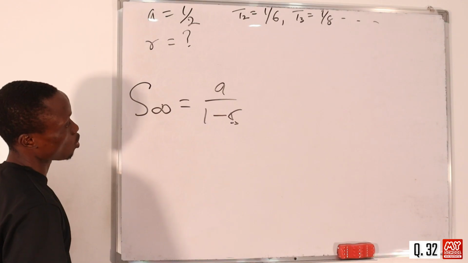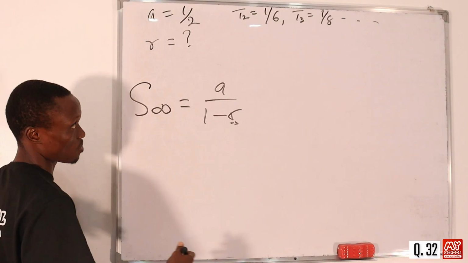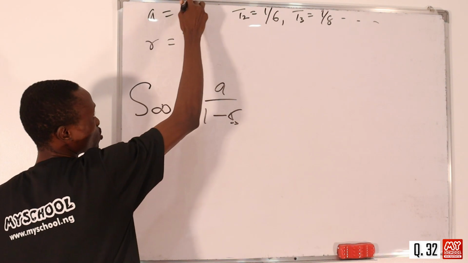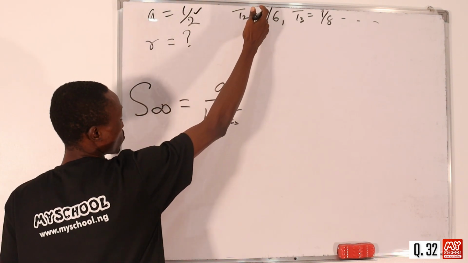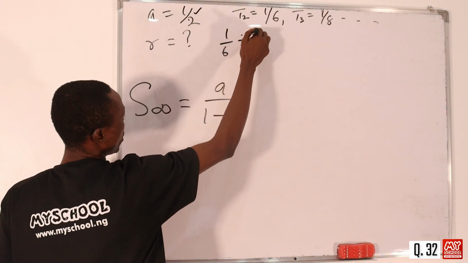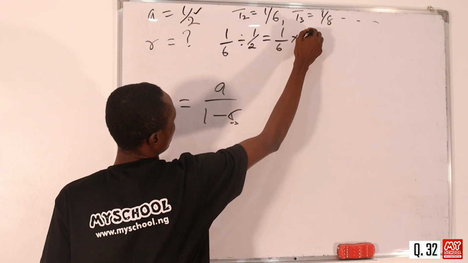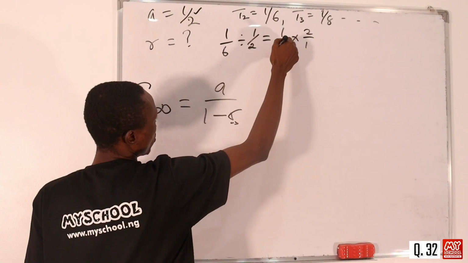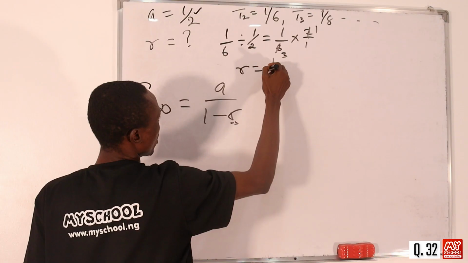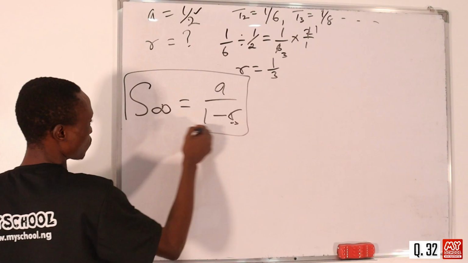So for us to get our common ratio, it's just for us to divide the second term by the first term, or divide the third term by the second term. So remember, our first term is 1 over 2, while the second term is 1 over 6. So if we divide, we'll be having 1 over 6 divided by 1 over 2, which is 1 over 6 times 2 over 1. Okay, so 2 here is 1, 2 here is 3. So that means our common ratio r is equal to 1 over 3, which is less than 1. So that means we can make use of this formula.